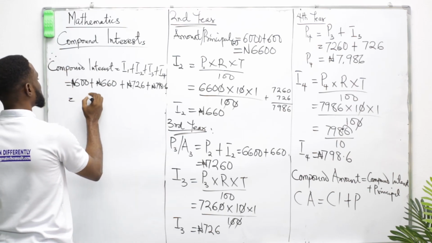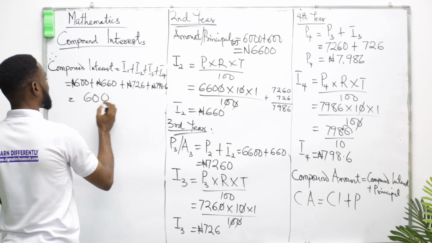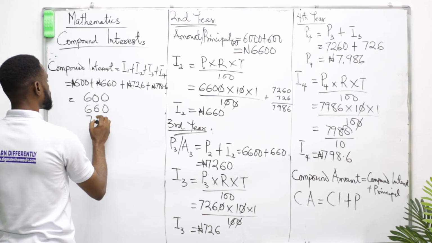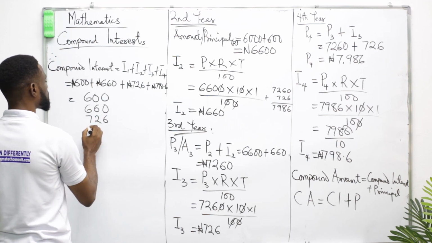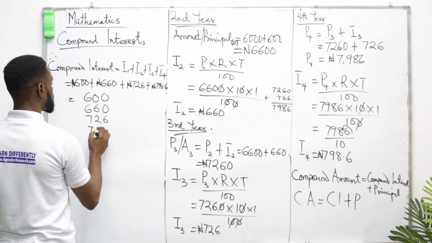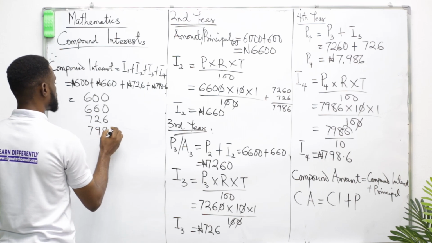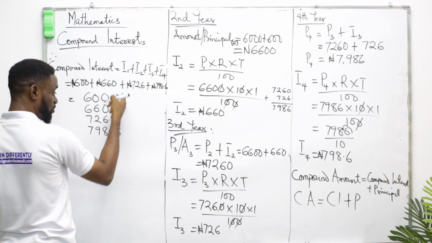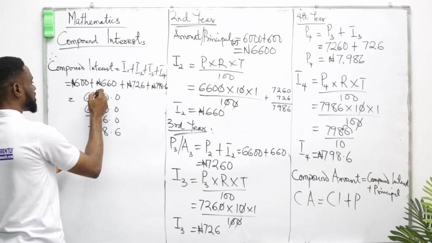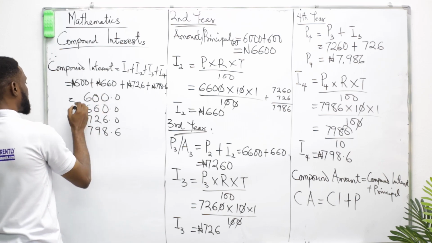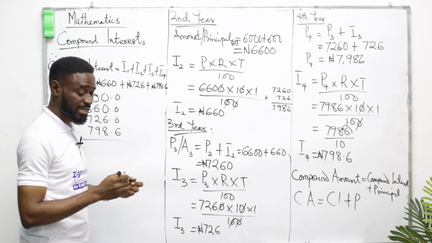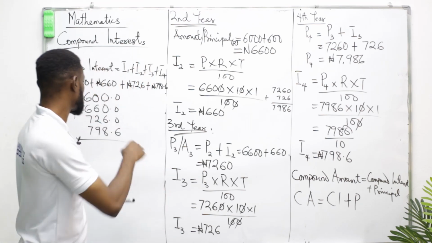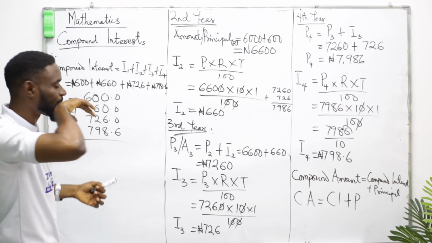So this is equal to 600 plus 660 plus 726 plus 798.6. Remember, all these have a 0.0, an invisible 0.0 there. I know in your exam, especially in the basic NECO exam, you'll be allowed to use a calculator. So you just punch this with your calculator and get the answer.